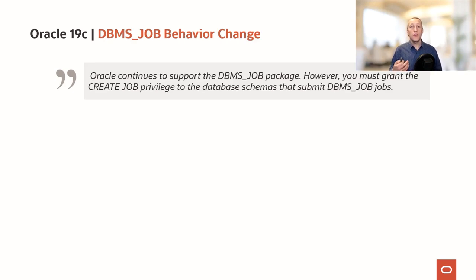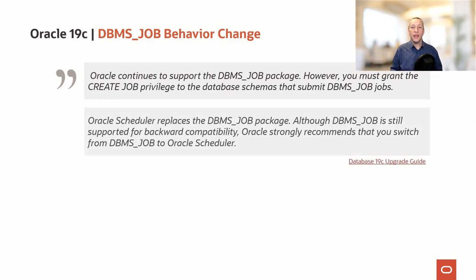In addition, there is a change of behavior with the DBMS_JOB package. In database 19c, the schema that has to submit jobs using DBMS_JOB must now have the CREATE JOB privilege. When you create jobs with DBMS_JOB, the API still remains, but underneath the hood, the code has been changed, so it's actually now using the scheduler. The old job functionality has been completely removed, but the API still exists and we maintained it for backwards compatibility. But we strongly recommend that you look into using the scheduler directly instead of relying on the old DBMS_JOB API.